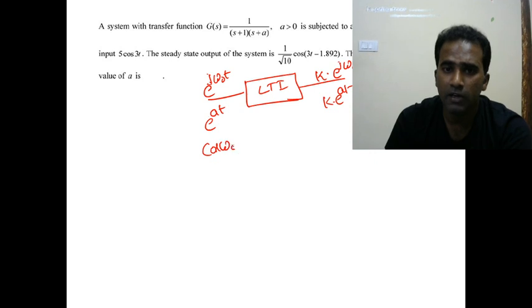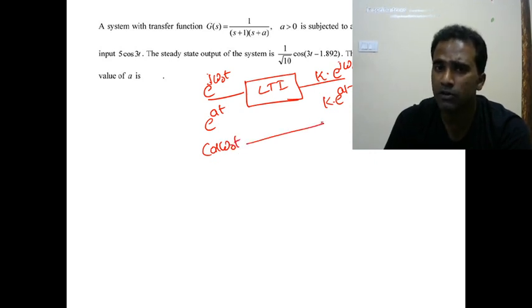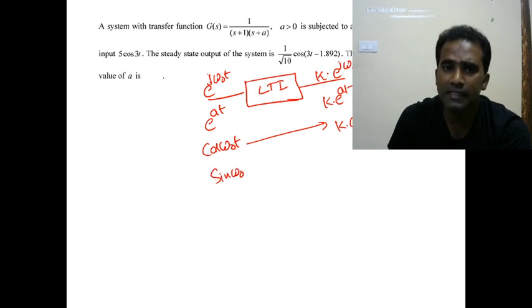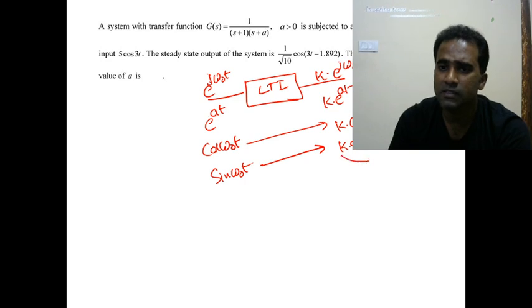Similarly, if cos omega naught t or sin omega naught t is the input, cos omega naught t can be written as a combination of e power j omega naught t and e power minus j omega naught t. So the output will again be some constant times cos omega naught t, which is H of omega equal to omega naught into cos omega naught t. Similarly for the sine function, the same answer. If the input is a sine function, then the output is the same sine function multiplied with some constant, and that constant is given by the Fourier transform of the system substituted with omega equal to omega naught.